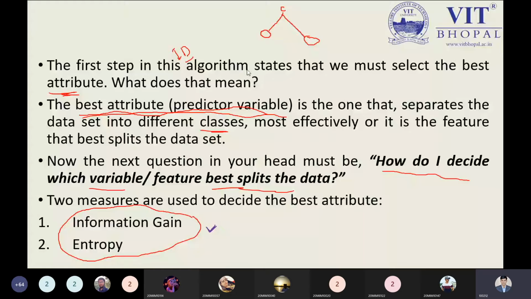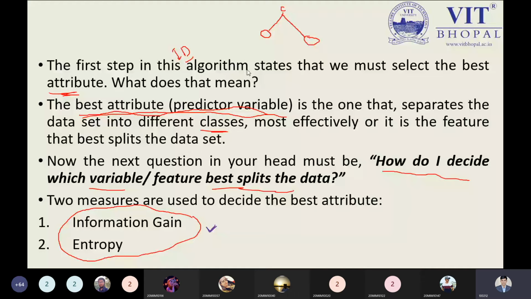So this is the next question we must have, and we have already discussed it many times. How do I decide which variable or feature is best to split the data? Here we have two measurement criteria by which we can do it: one is information gain, and the next one is entropy. I'm speaking once again to all the people, please listen: entropy is required to be calculated first, and then you calculate the information gain. Okay. Now, is it clear to all?